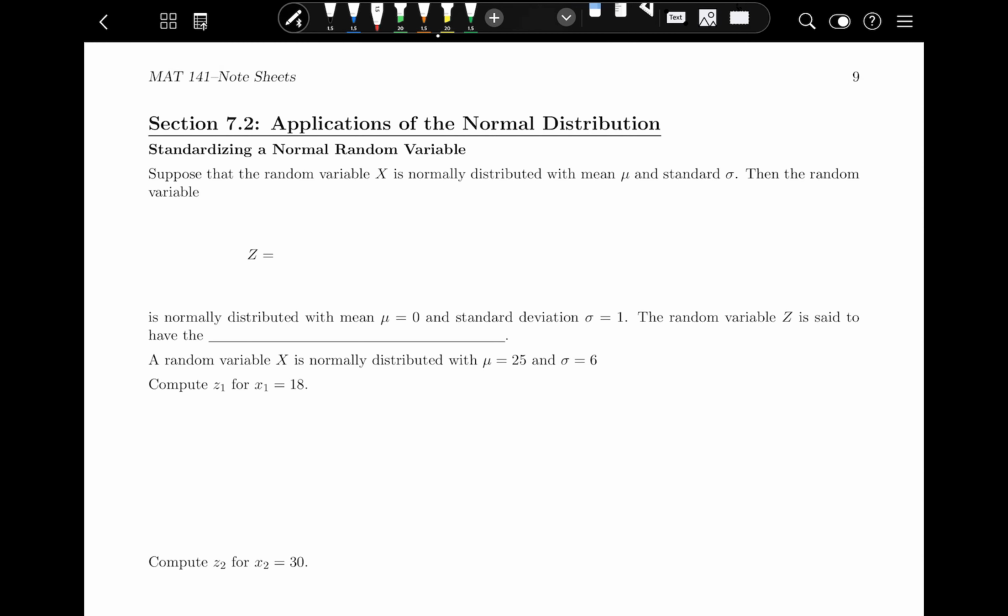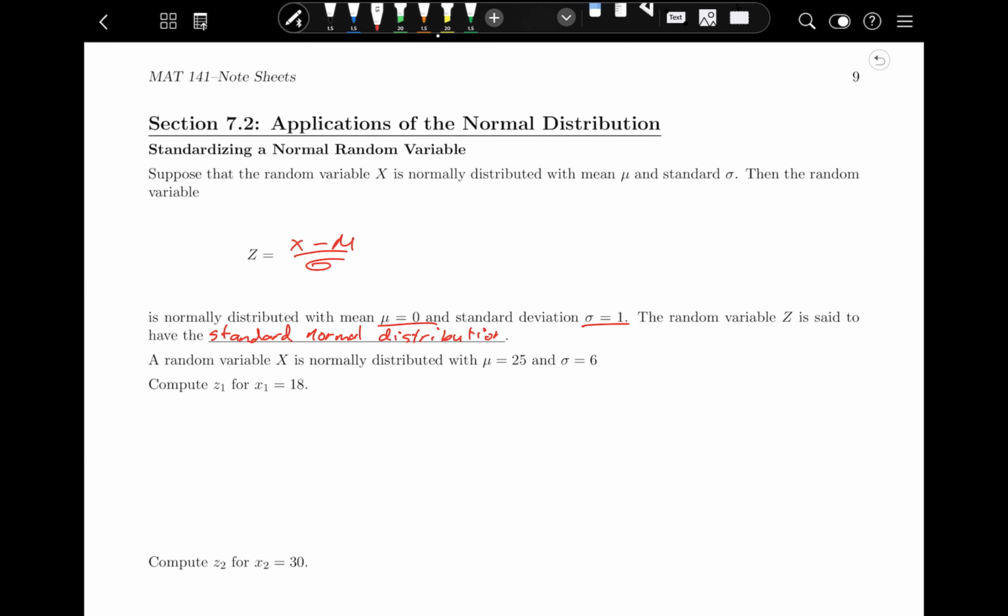So the first thing that goes along with dealing with the normal curve is the idea of what's called the standard normal curve. Suppose that the random variable x is normally distributed with mean mu and standard deviation sigma. Then the random variable capital Z is equal to (x minus mu) over sigma, and is normally distributed with mean mu equals 0 and standard deviation of 1. The random variable Z is said to have the standard normal distribution.